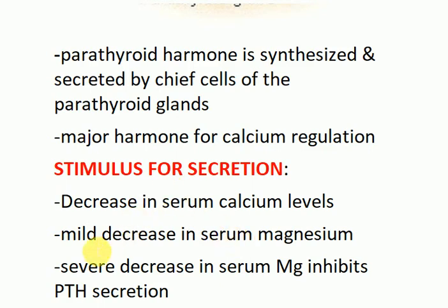The second factor is the mild decrease in the serum magnesium level, and a severe decrease in the serum magnesium inhibits PTH secretion. That's important for MCQ: if there is a mild decrease in serum magnesium, it is a stimulus for the secretion of parathyroid hormone. But when there is a severe decrease in serum magnesium, that will inhibit the PTH secretion. So the action is opposite in case of mild decrease and severe decrease in the level of serum magnesium.